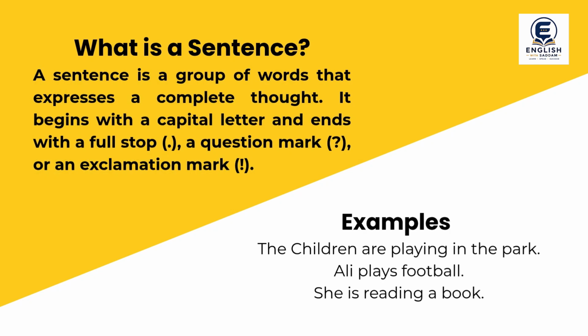Before we learn the different types of sentences, let's first understand what a sentence actually is. A sentence is a group of words that expresses a complete thought. For example, Ali plays football. When you hear this sentence, you immediately understand the complete idea. We know who the person is and what he is doing.